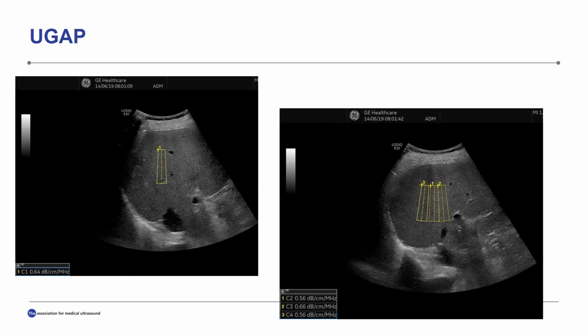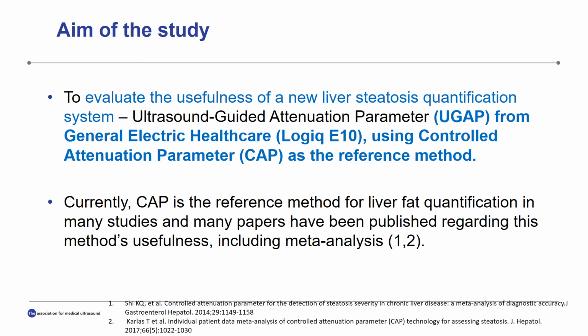Here we have one situation with only one measurement, and again we have here 3 measurements in the same ultrasound image. Then we take the image by intercostal way, and then we put the box for the measurement.